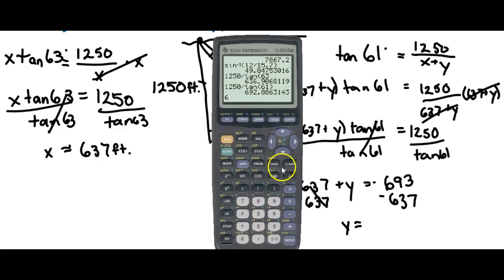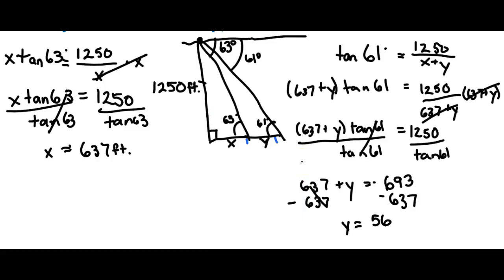Or I can just put the answer in. We'll take the second answer minus 636.9068119 to be accurate. So we get 55.97, or about 56 feet for y. And of course, that would be the length across our river. So that is the answer we are trying to find.